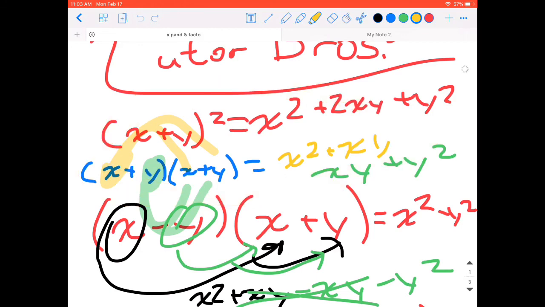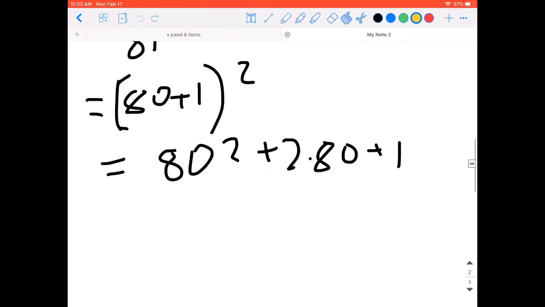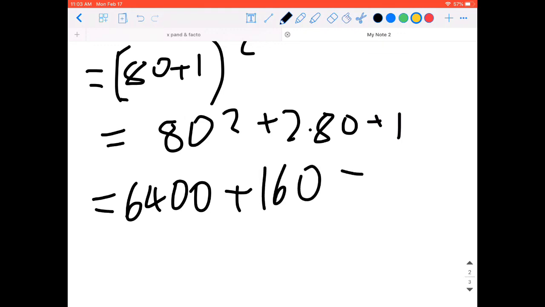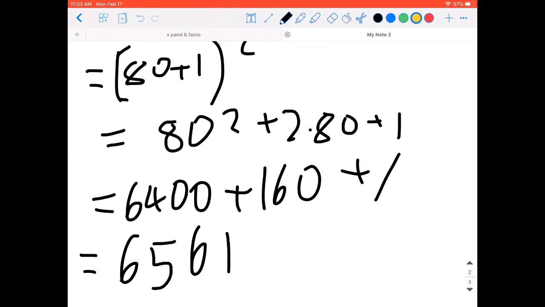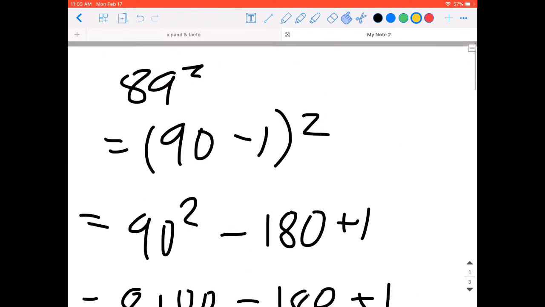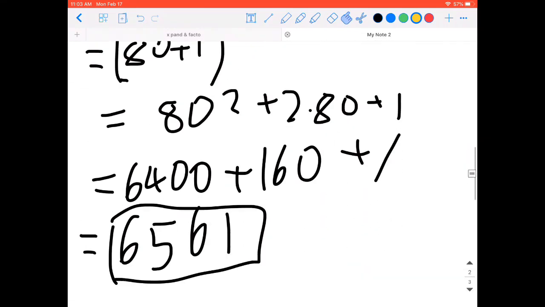This equals 6400 plus 160 plus 1, which equals 6561. And that's our answer. So that's how we could use difference of squares and sum of squares to do bashy things like this, rather than actually multiplying it out.